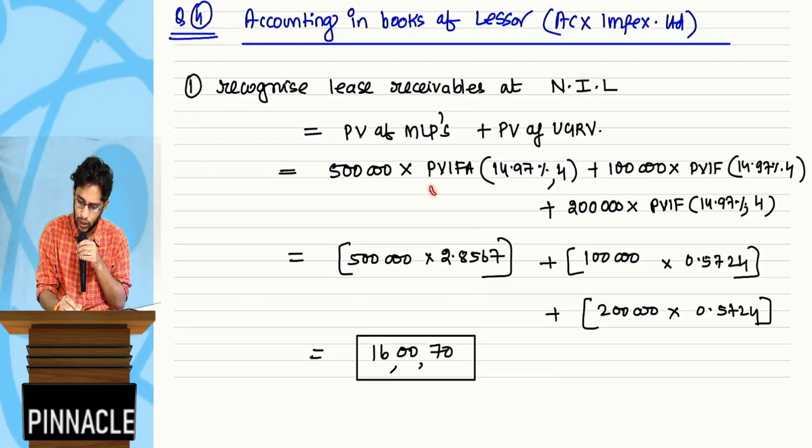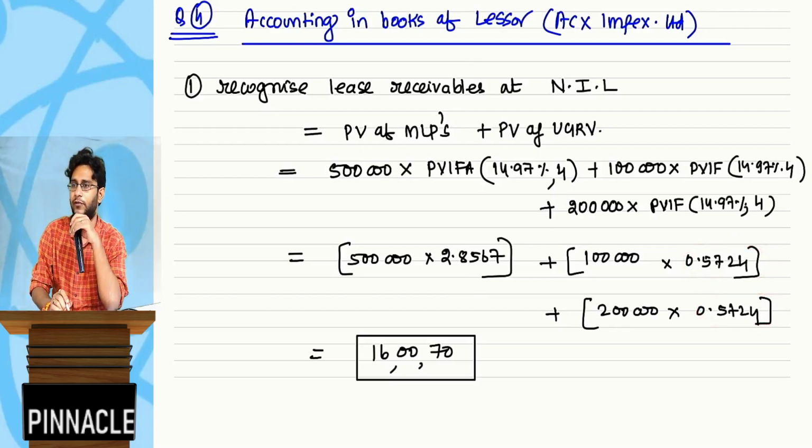Sir, do you know how to calculate this one? 1 divided by 1.1497 is equal to, then press GT. If you don't press GT, the fourth year PV factor will be there in front of you. Press GT, and the number will come up.